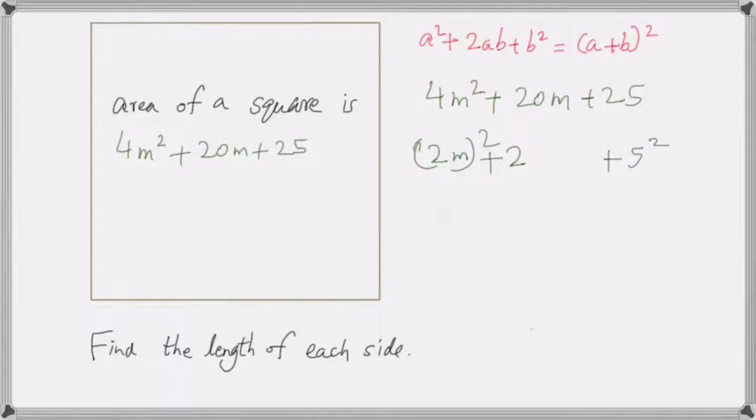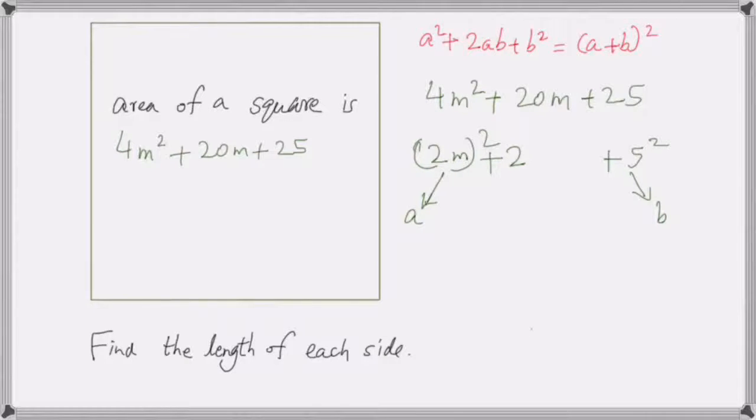Here, if you compare this with this equation, what is a here? Because 2m square looks like a square, 2m is really a in this equation. So 2m is a, and 5 is b.